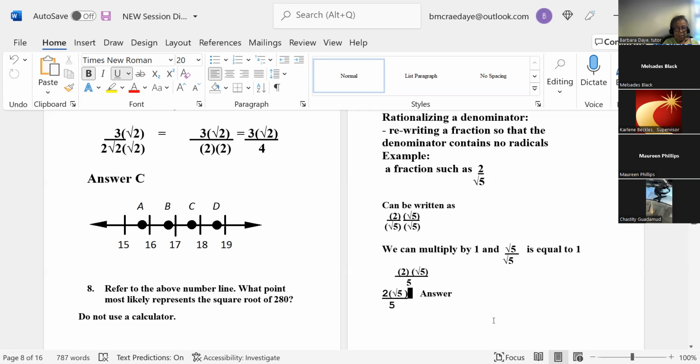So just think of it as taking the radical in the denominator and making it a rational number. And you can do that by multiplying the radical by itself in both the numerator and the denominator. You multiply it by itself in the denominator and then multiply it by whatever's in the numerator. Questions?